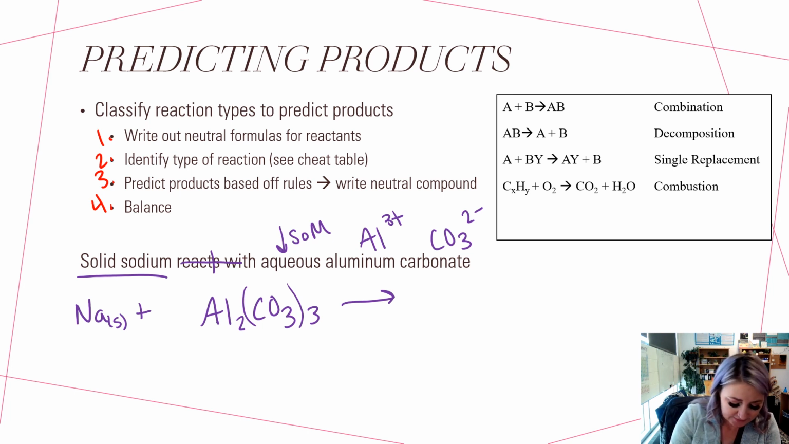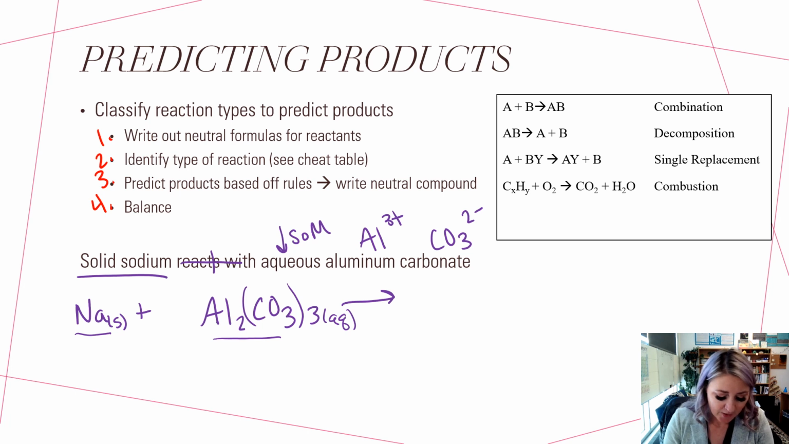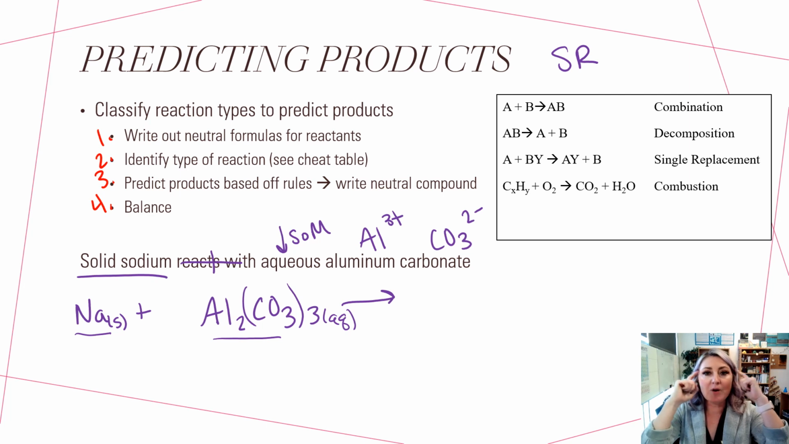All right, so this looks to me like a single element and a compound. I'm sorry, we said that was aqueous. I also said it didn't matter though. So we start off with a single element and a compound. This to me looks like a single replacement reaction, where I take those cations or those metals and I swap places. But I want to ask myself first, because I don't want to be fooled, is this carbon, hydrogen, and oxygen only? Because if so, it's a combustion. Nope, it's not carbon, hydrogen, oxygen only, so it's not a combustion.